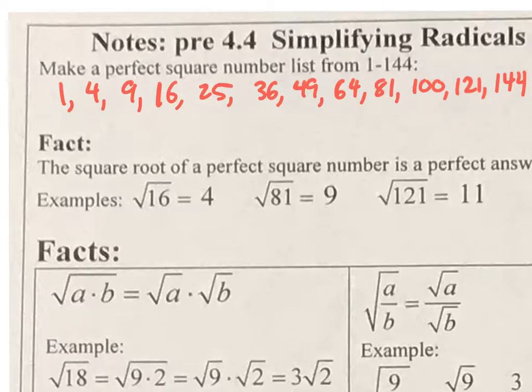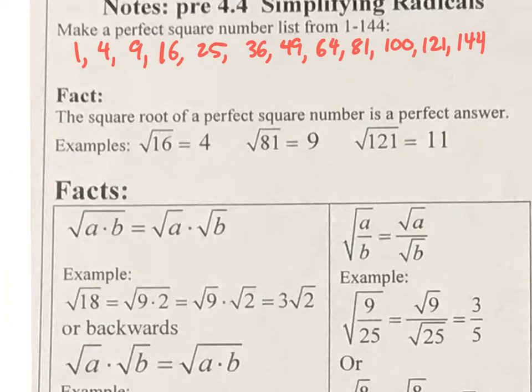Now, here's a fact. The square root of a perfect square number is a perfect answer. It's a nice, beautiful answer. When you take the square root of 9, that's 3. The square root of 64 is 8. The square root of 81 is 9. The square root of 1 is 1. The square root of 144 is 12, right? The square root of 16 is 4. The square root of 121 is 11, right? So taking the square root of a perfect square number is beautiful. We want to take the square root of a perfect square number all the time, right?